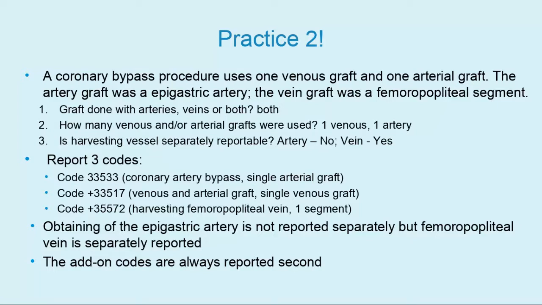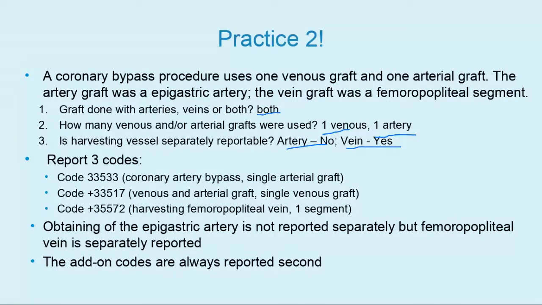Okay, so let's look at the answers to the questions. Arteries, veins, or both? Both. How many? One venous, one artery. Is harvesting reported separately? Artery, no. Venous, yes. Because the artery was epigastric, and that's on that list of do not report separately. The vein, however, is femoral popliteal, and that is reported separately.